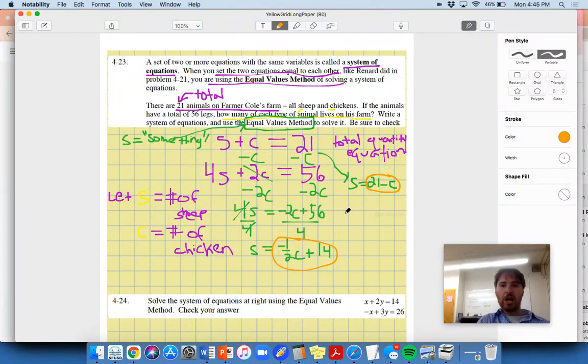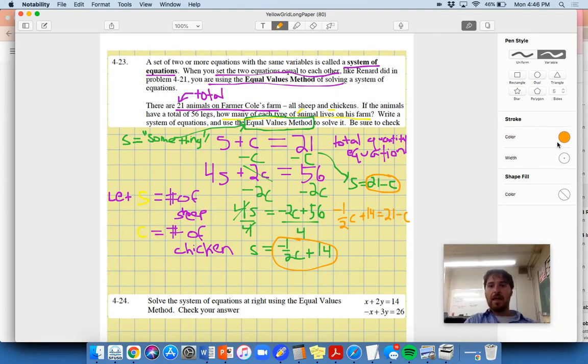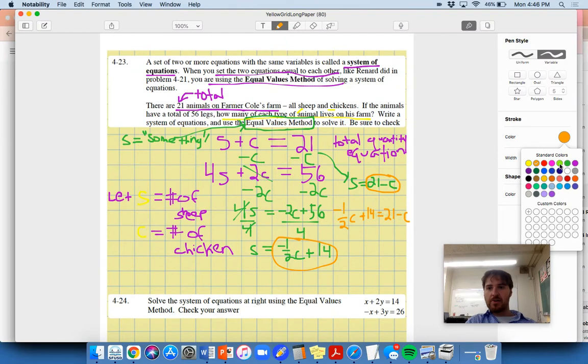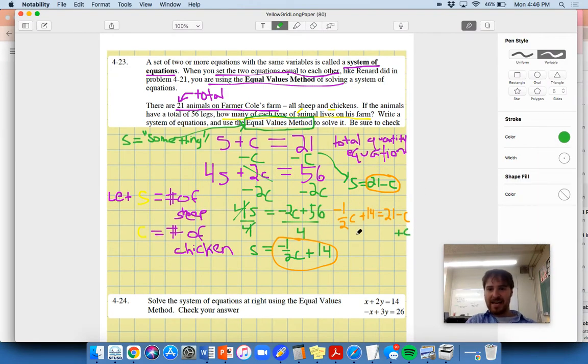So what do you do here? You take negative 1/2 C plus 14, and you set that equal to 21 minus C. And then you solve for C. This is a little bit messy here. Okay. I have more negative C's down here, so I've got fewer negative C's up here. So I'm going to add C to both sides here, plus C. Okay, a negative half of a C. If I'm adding a whole C to that, I get rid of the negative half, and I'm left with a positive half.